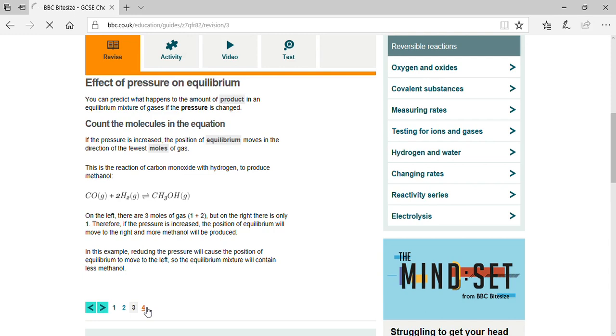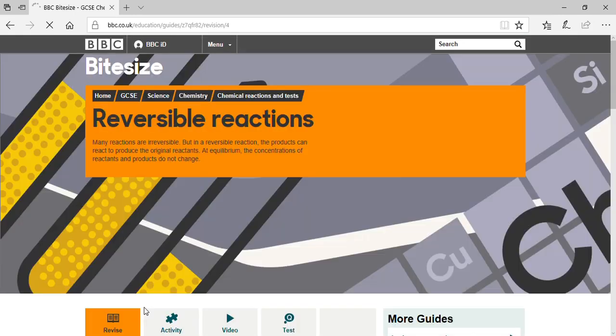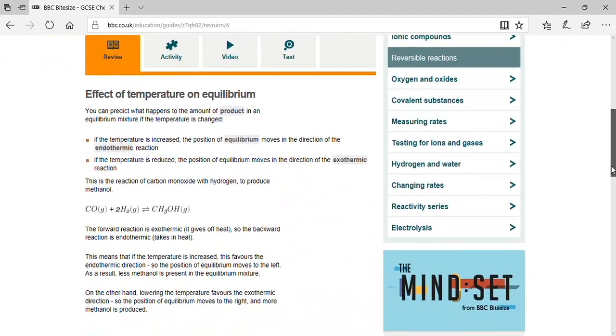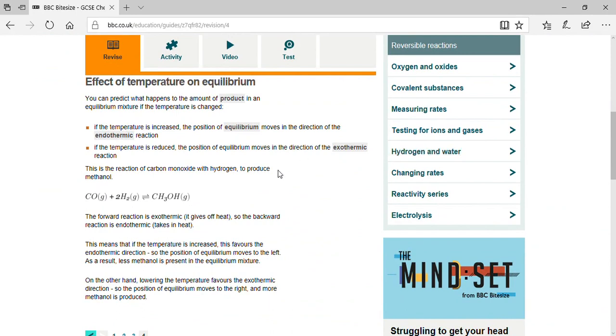Great. Now come to the fourth one, beta. Next is the effect of temperature on equilibrium. Here also, beta, you can predict what will happen to the amount of product in the equilibrium mixture if temperature is changed.